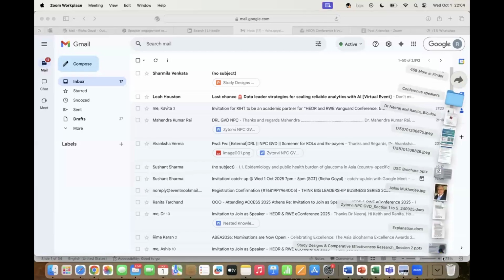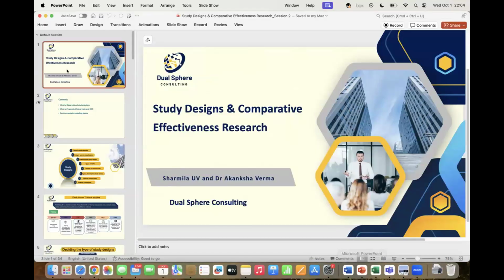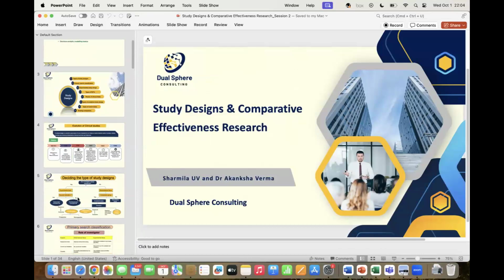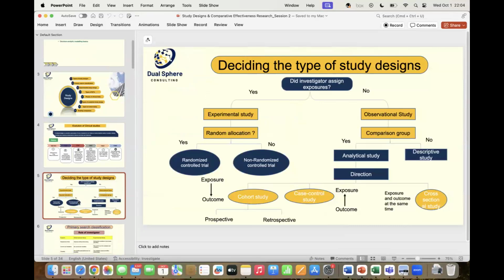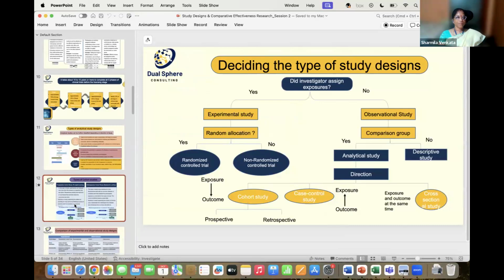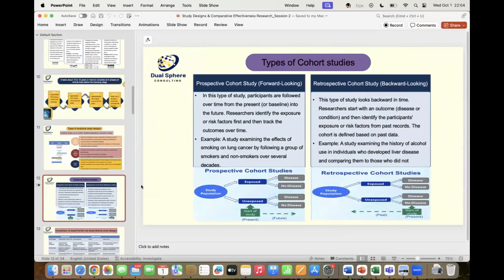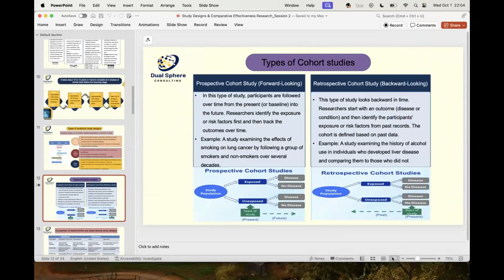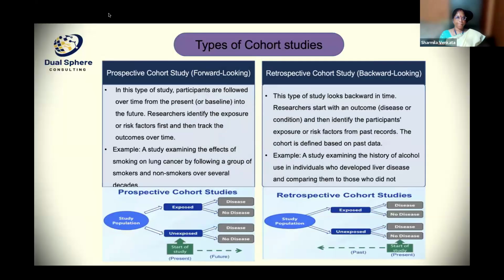I'm just sharing my screen, okay? Yes. Can you see the presentation? Yes. Which slide number, Sharmila? Slide 12. Okay. This one? Yeah. Okay, I'll make it full screen. Yeah. Go ahead.